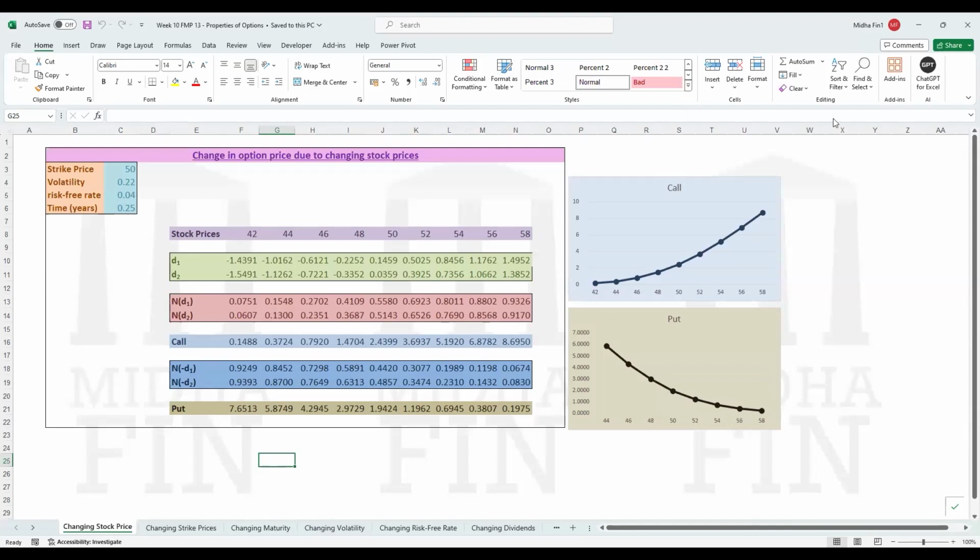Just yes or no. Is the Excel file visible? Okay. So now you see here, yeah, got it.